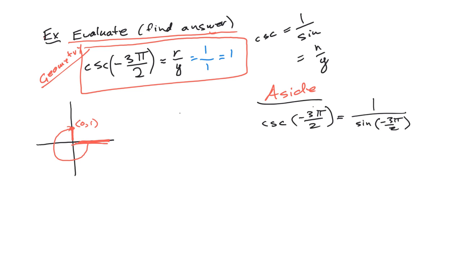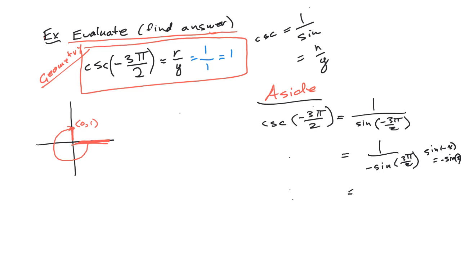So you know sine of negative 3 pi over 2 is the same as 1 over cosecant. So that's where we have this equation here. So here's the next part. Based on the concept that sine of a negative number is the same as negative sine of the number, then this becomes negative sine of 3 pi over 2.